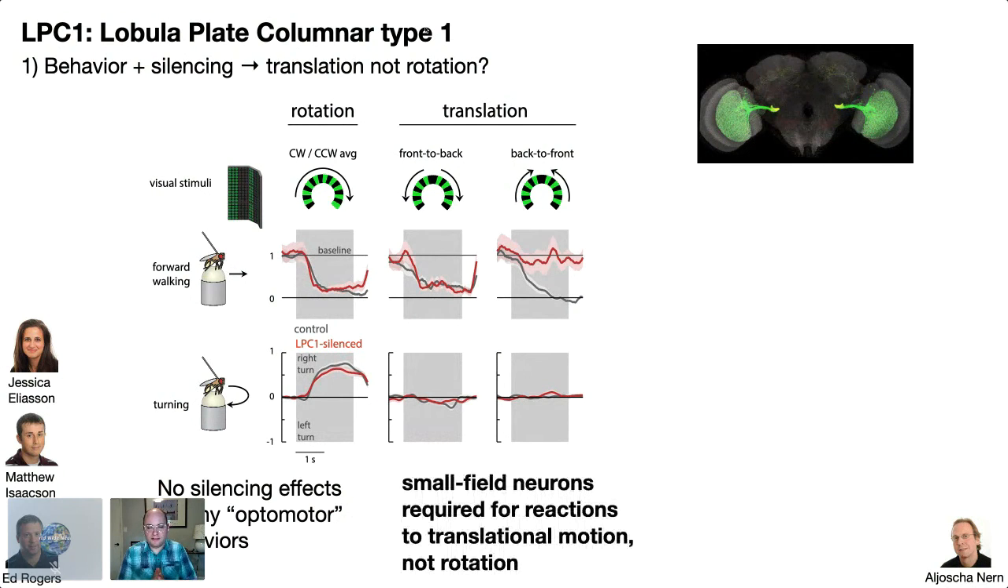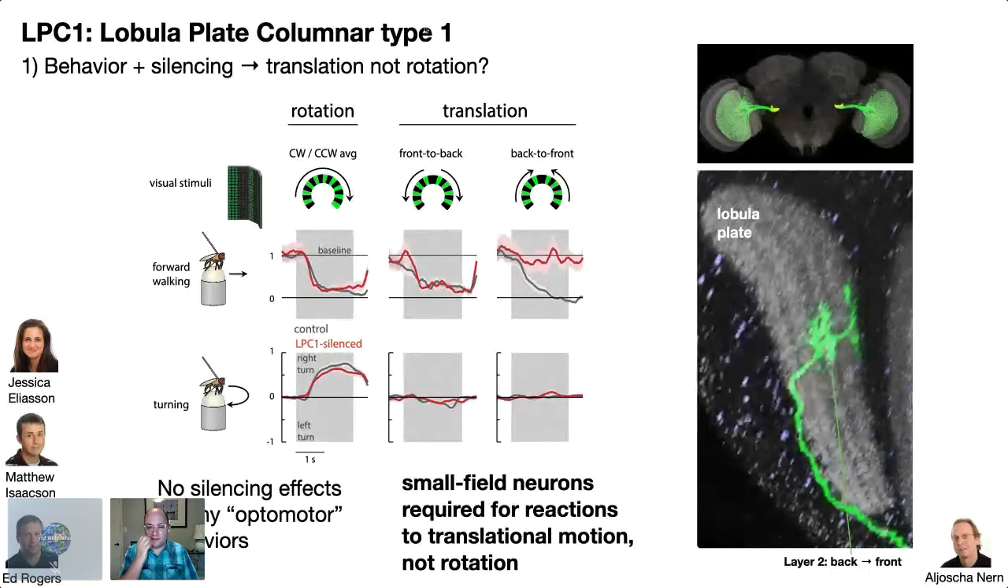And so what we find is we have these small field neurons that are required for these reactions to translational motion, but not rotation, which is really surprising. So much of the work in the field has focused on the neurons that are sensitive to rotational motion. And so this is quite different. In terms of the directional preference of the neurons, it is consistent with what we had expected from anatomy. So these neurons have a prominent dendrite in the second layer of the lobular plate, which is the layer which is sensitive to back to front motion.